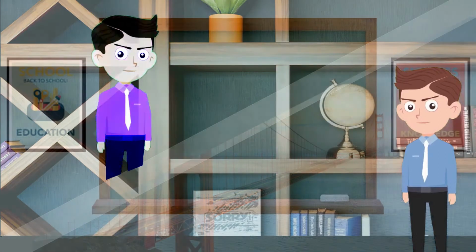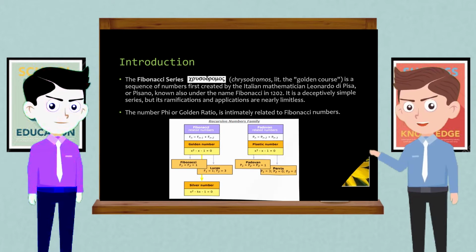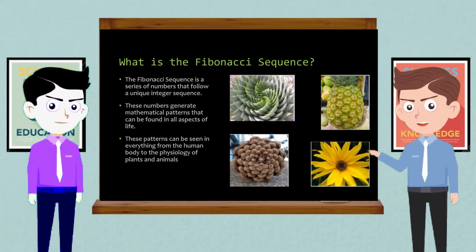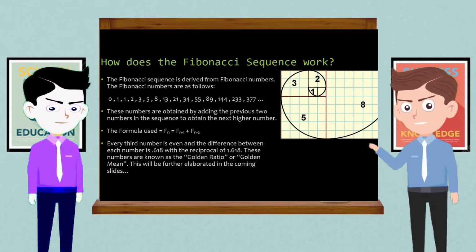Tell me more. To put it as concisely as possible, the Fibonacci sequence is a sequence of numbers such that each number is the sum of the two preceding ones. The first two numbers are 0 and 1. The numbers which represent the series generate geometrical patterns which can be found in all aspects of life, from the physiology of plants and animals to the sex ratio of bees. The general representation of the series is f0 = 0, f1 = 1, and the general formula is fn = f(n-1) + f(n-2).